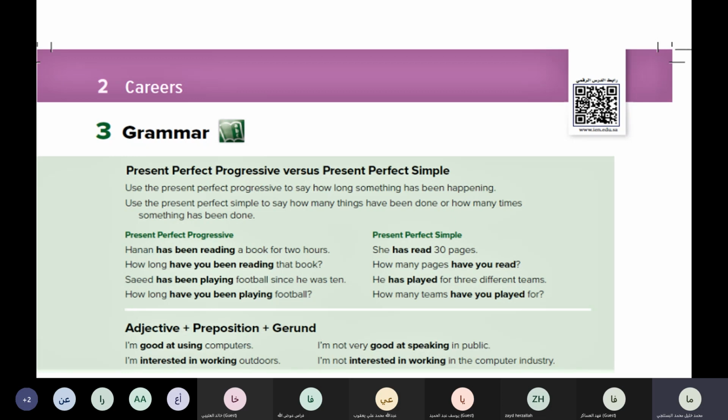I may continue. So, if you want to focus on time, we have to use the present perfect progressive. If you want to focus on the number of things done, we use the present perfect. You will realize that we can use the present perfect with what? With time. For example, we use present perfect also.